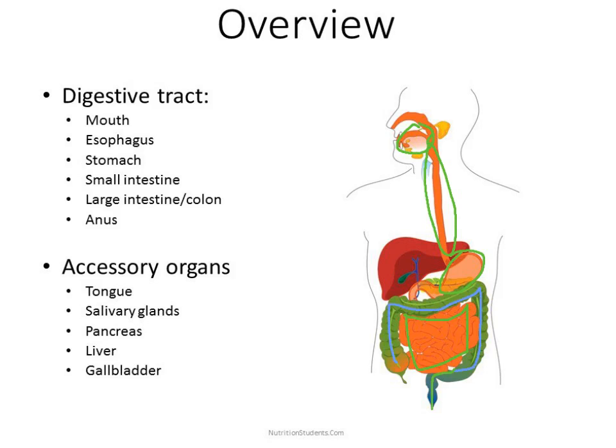The digestive system also has accessory organs, which are organs that help out with this digestion process, and those include the tongue, salivary glands, the pancreas, the liver, and the gallbladder.